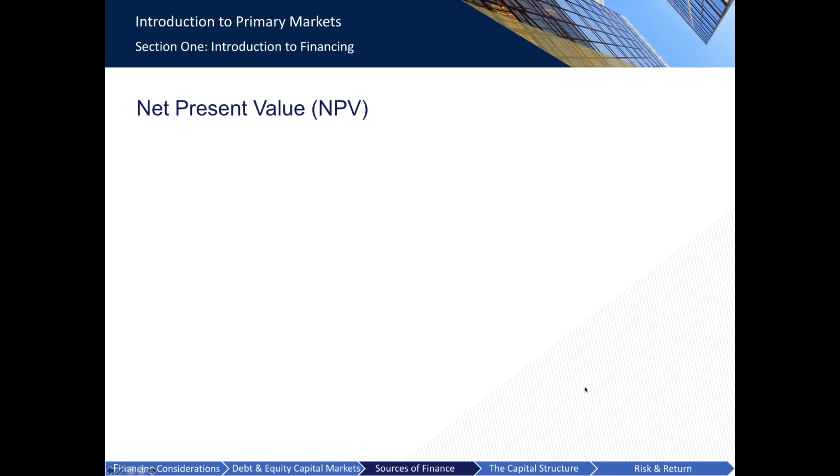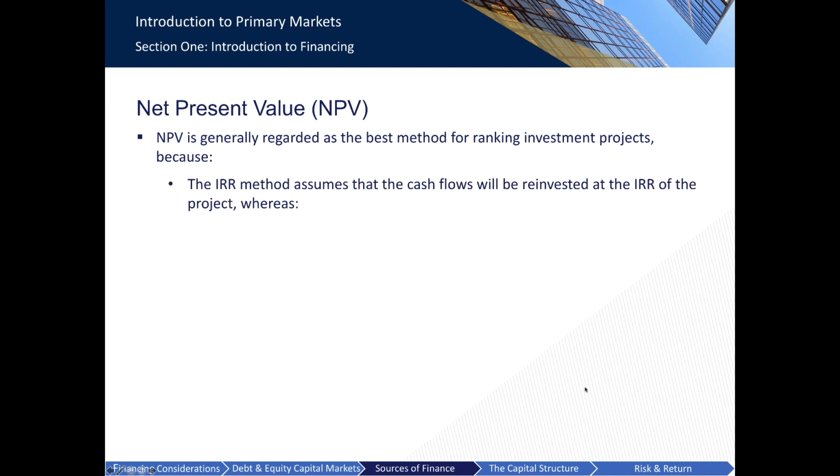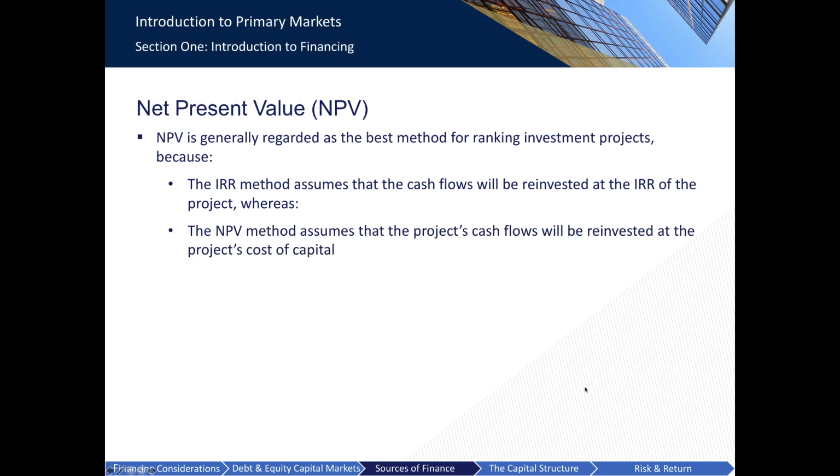In summary, net present value is generally regarded as the best method for ranking investment projects because the IRR method assumes that the cash flows will be reinvested at the IRR of the project, whereas the net present value method assumes that the project's cash flows will be reinvested at the project's cost of capital. But how do we calculate the cost of capital? This question will be discussed in more detail in Module 4.